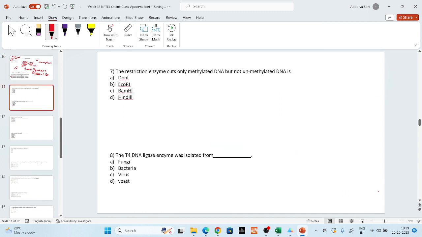Okay, next question is, the restriction site cuts only methylated DNA but not unmethylated DNA. So this is an important question. Which restriction enzyme cuts only methylated DNA? We have studied it. We have solved this question also in one of the classes. Anybody remember?